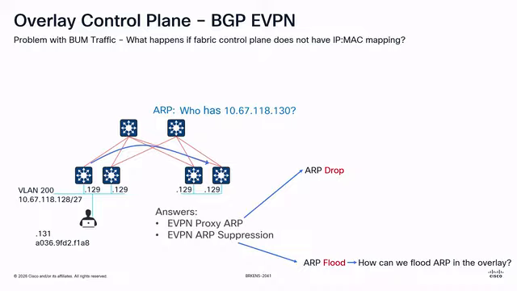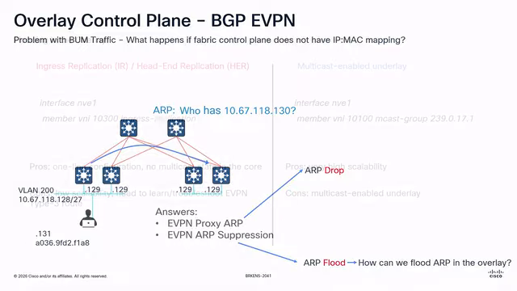With ARP suppression, however, if the ARP suppression cache is missed, it's going to flood this ARP packet in the overlay. Effectively, it's going to be a broadcast in the overlay. But how can we do broadcasts in an overlay? If it was a traditional Ethernet network, it's simple, right? You set the destination MAC to FFFF and forward it out, and it gets everywhere. But we have a routed transport network. How can we do it?